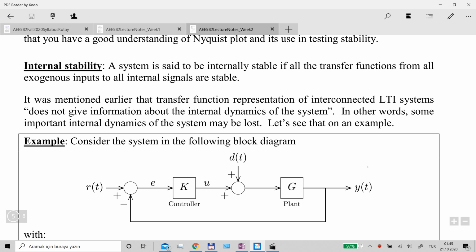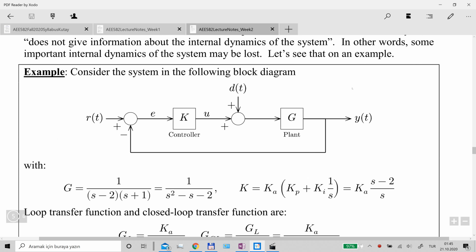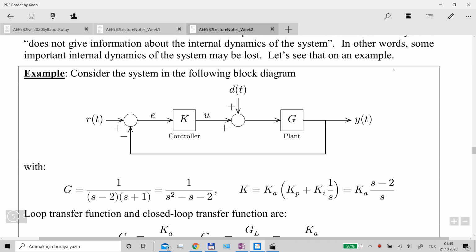Let's see what the problem may be on an example. Let's take a look at this system. We have a plant and we have a controller, and some transfer functions are given for the plant and the controller. The plant has two real poles. One is unstable at +2 and the other is stable at -1. And the controller is of type PI, and the gains are chosen such that the controller has this transfer function.